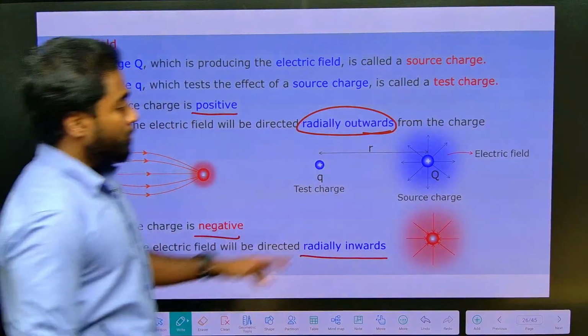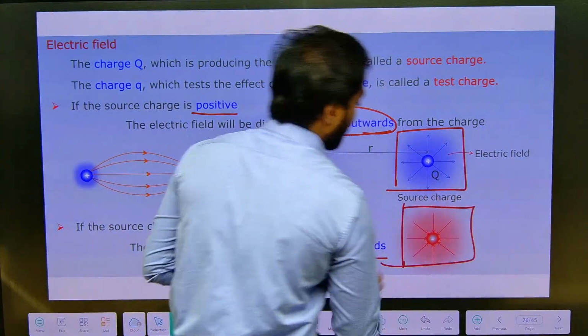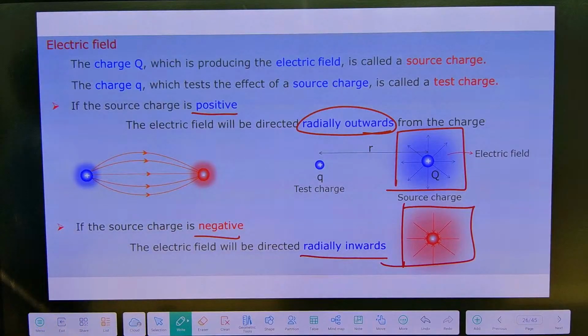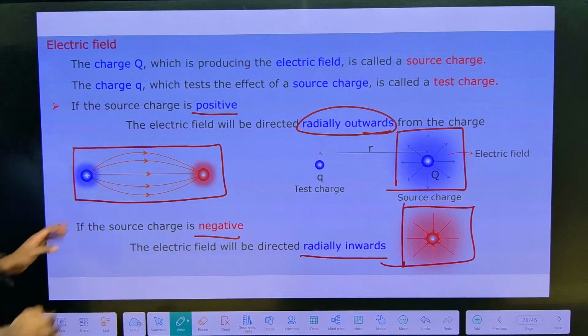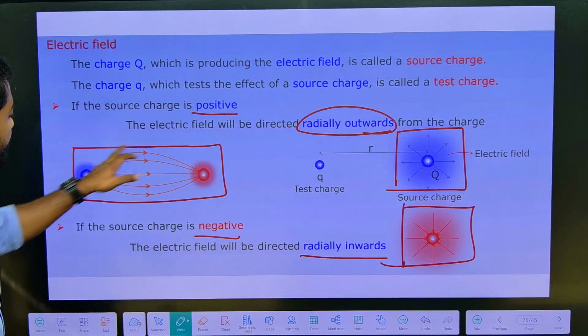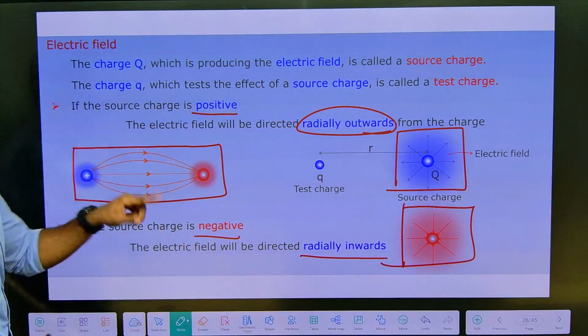So these are the source charges, positive and negative. And when we consider two charges, positive and negative, how will it look? Positive to negative: from the positive it is going out, and into the negative it is coming in.